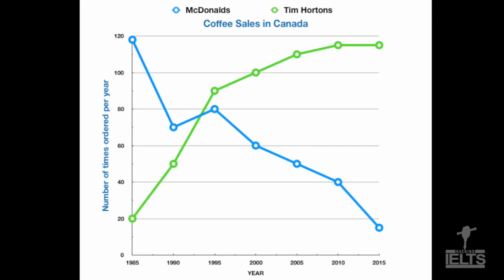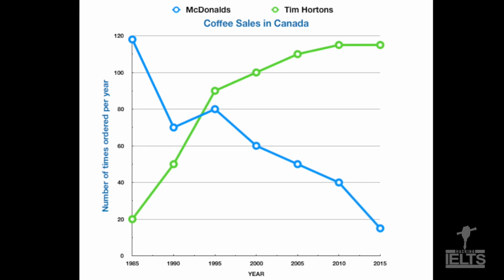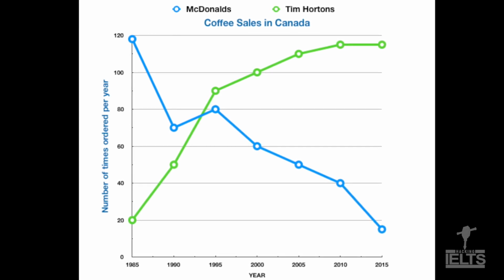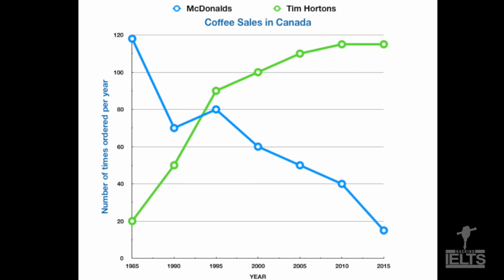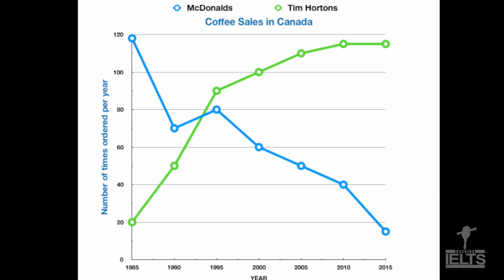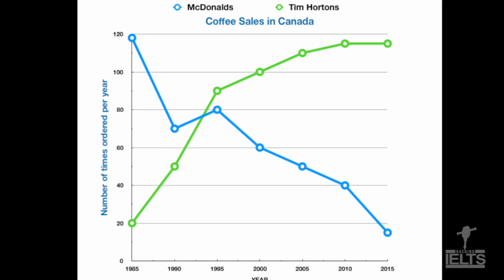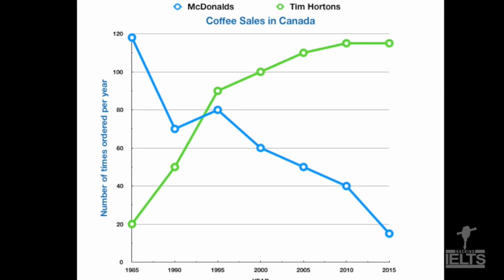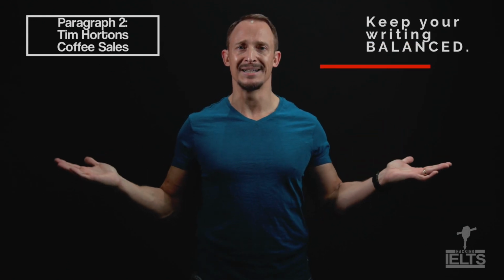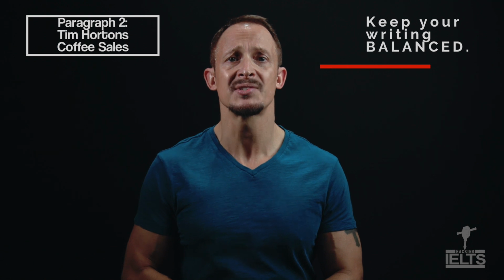In our overview, we already mentioned how McDonald's coffee dropped in the graph and how Tim Hortons coffee purchases increased dramatically. In our first paragraph of the body, we are mainly focusing on McDonald's and their performance over the time period, but we will still need to compare data with Tim Hortons. Our second paragraph will discuss Tim Hortons to make our writing balanced. Let's look at the Task 1 response in its entirety, starting once again with our overview.